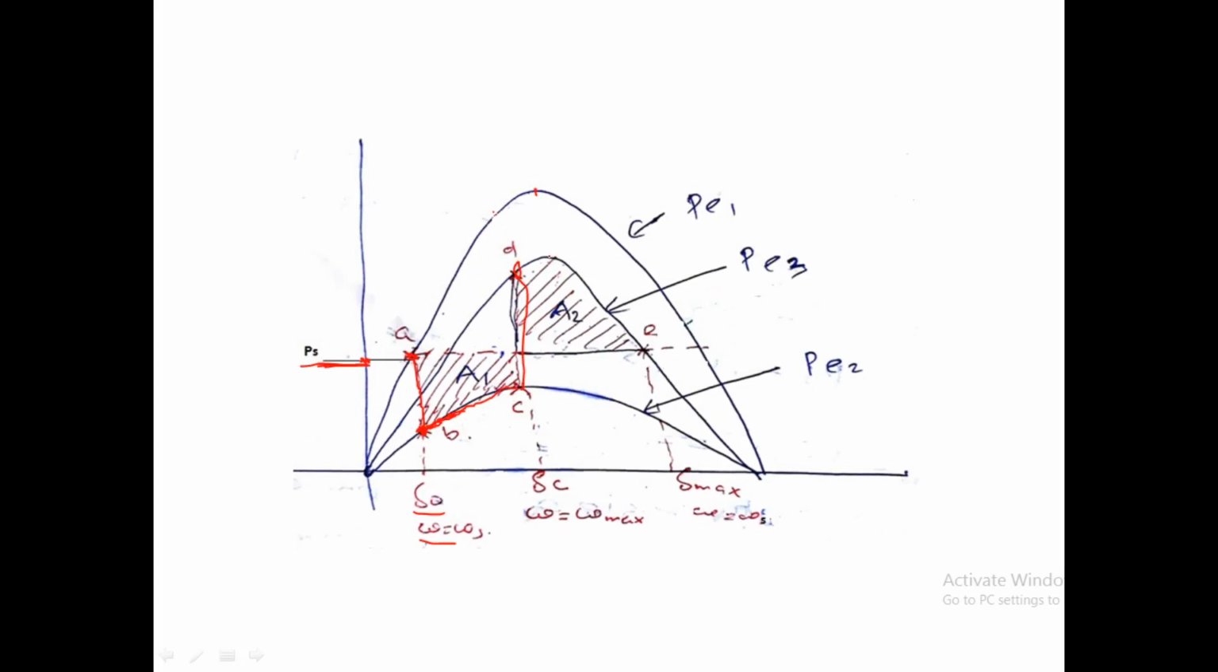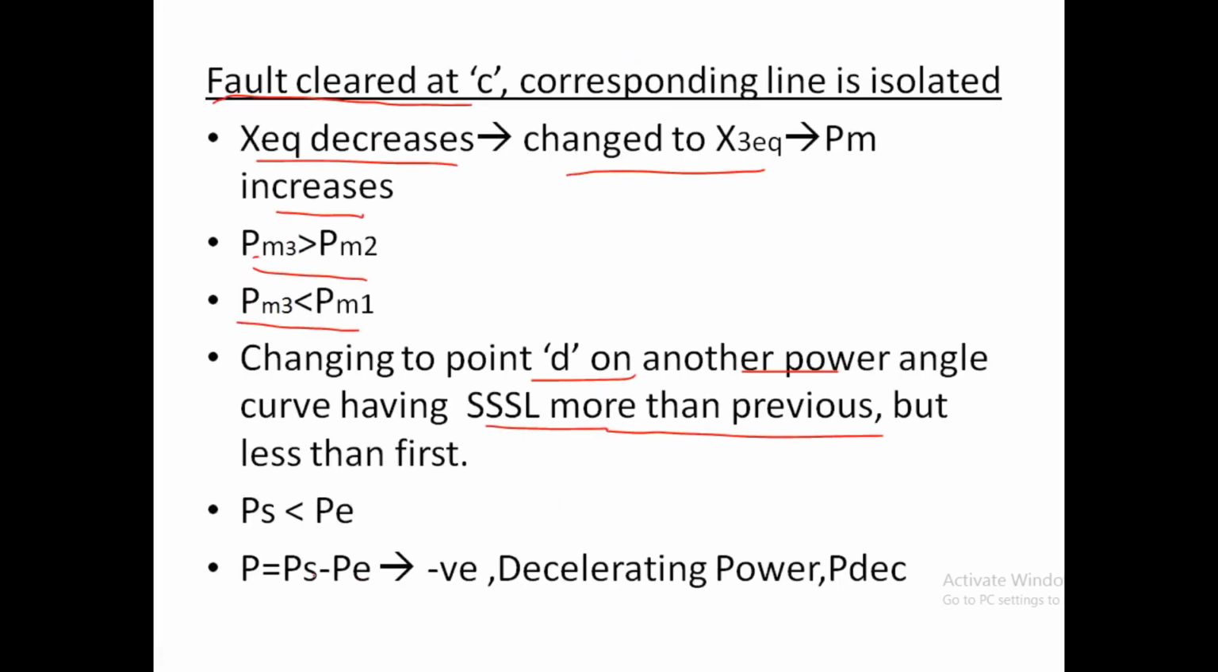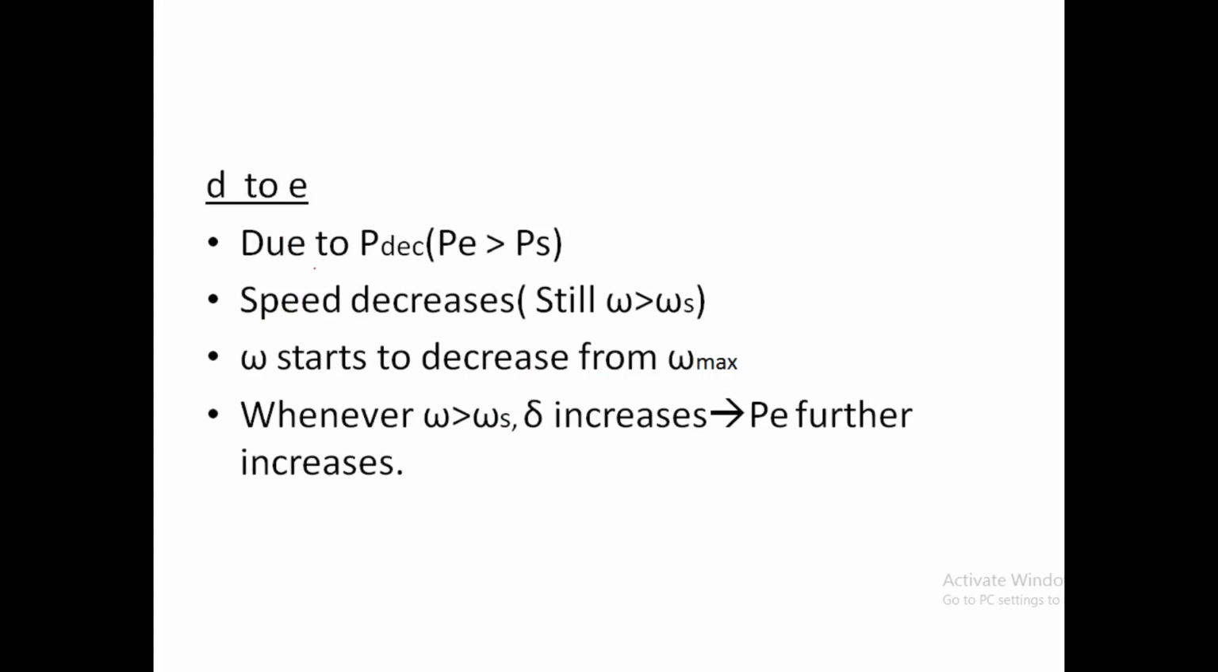So now at D you can see that electrical output will be more than PS. PS is here, electrical power output is more. So when electrical power output is more than PS, deceleration happens. At that point deceleration happens, PS less than PE, it is a negative and decelerating power. So from D to E, due to deceleration, since PE greater than PS, speed decreases, but still omega greater than omega S.